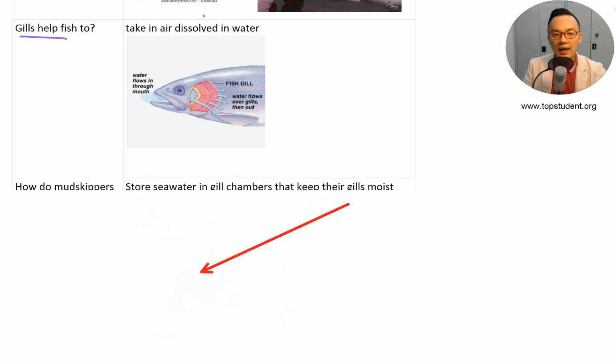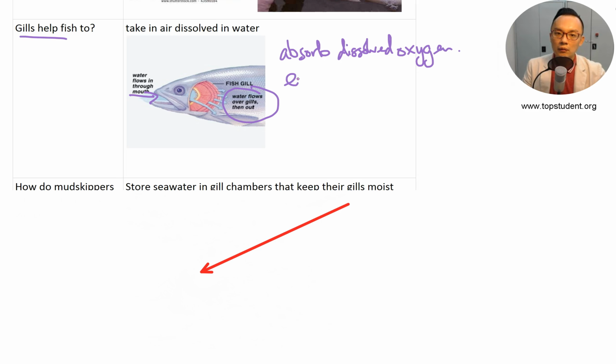Gills help fish to take in air dissolved in water. So water flows in and water flows out. Water flows over the gills, then out. So it will absorb what? Dissolved oxygen, and it will exhale carbon dioxide. All right, so it absorbs dissolved oxygen, and it will let go of the extra carbon dioxide that's created through respiration.